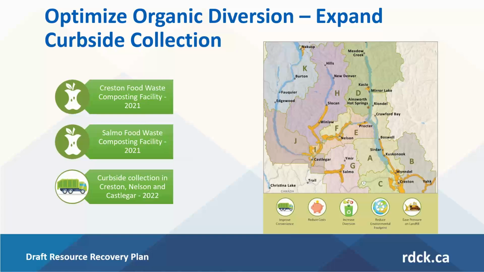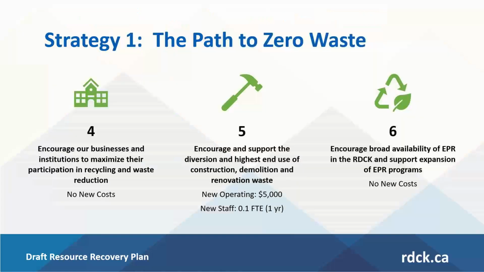And we were engaged to look at this last year to see, is it feasible? And this map shows that it is feasible to start providing collection to those households outside of the municipal boundaries that create just as much organics that are within proper distance to transfer facilities or compost facilities. And if the curbside program is expanded to outside of the local government municipal boundaries, this will improve convenience, reduce costs, increase diversion, reduce the environmental footprint, and ease pressure on the landfill.